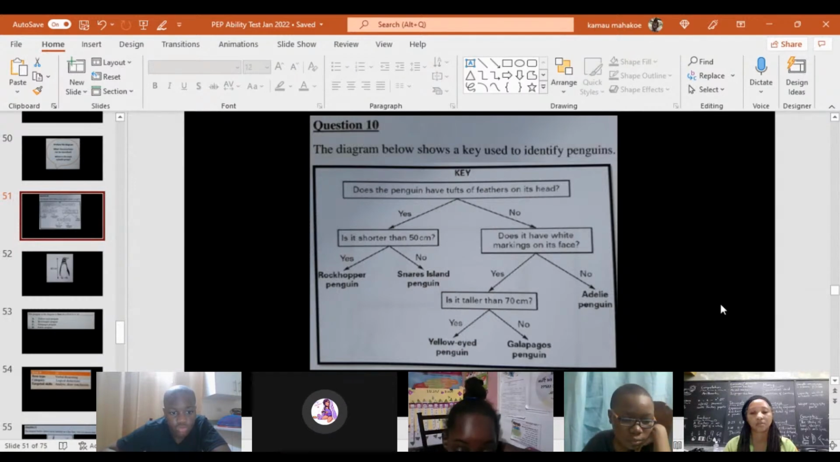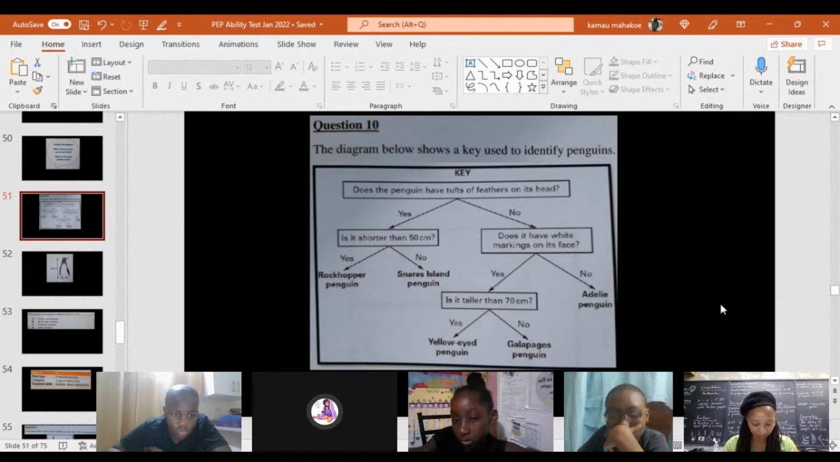Is it taller than 70 centimeters? Yes. Yellow-eyed penguin. No. Galapagos penguin. No. Adelaide penguin.